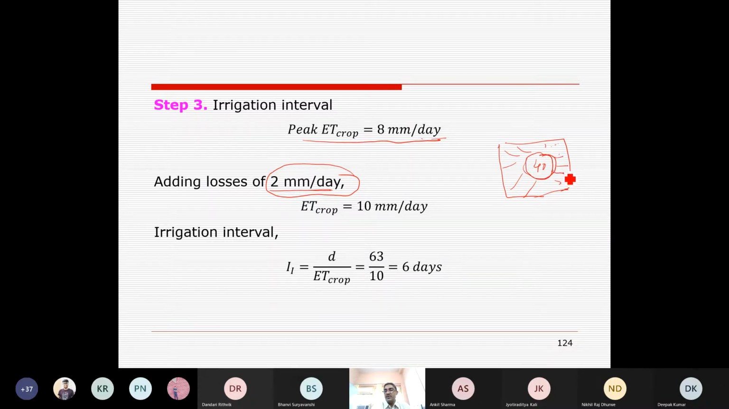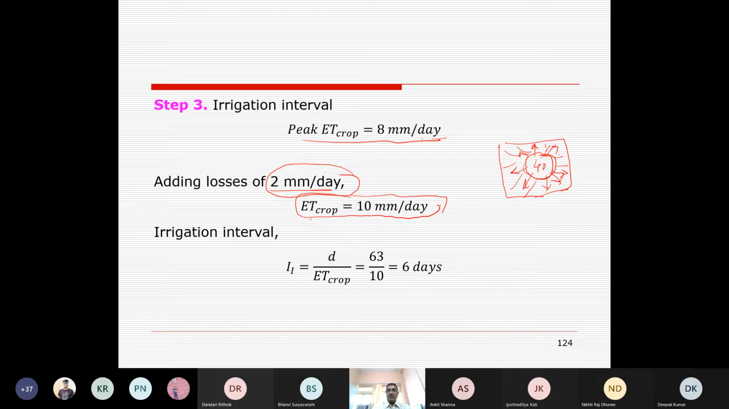So there will be a huge amount of loss of water, or it will move from this to this as well. So let us consider 2 millimeter per day as loss of water in this direction. So it makes a total loss of water per day from the area, that is 10 millimeter per day, that is ET of the crop.